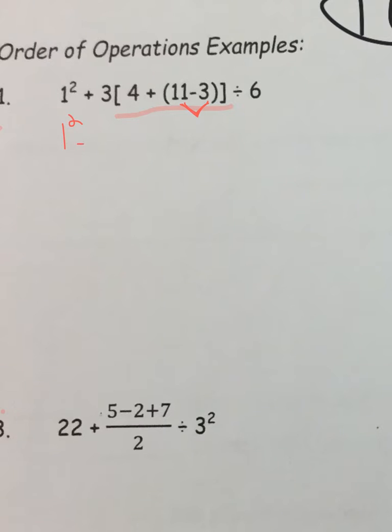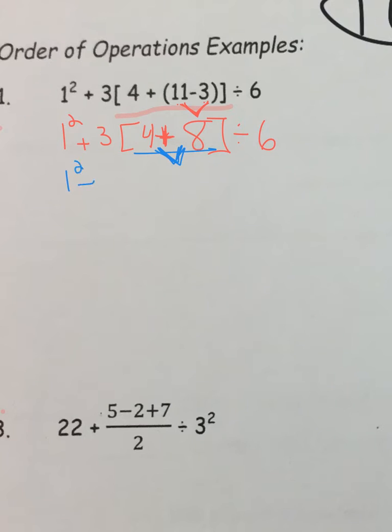So right now we have 1 squared plus 3 times the quantity of 4 plus 11 minus 3, which is 8. It was in the parentheses to show it was a group, but the group is gone because now it's just an 8, so the parentheses disappear. Okay, and then we still have our divided by 6. Now I say GEMDAS to myself again. I do see some more grouping right here. So I'm going to again show my carets, and I'm going to solve that step.